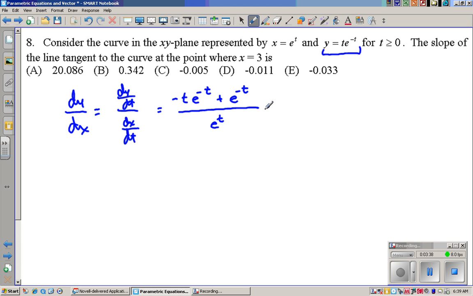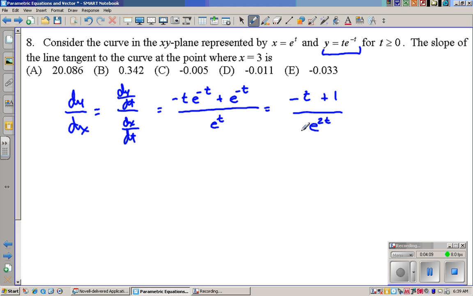Okay. If I were to clean this up, this would look like negative t plus 1 all over e to the 2t. All we did here was write e to the negative t as a denominator. And since these were common denominators, we put them all together. Just remember that e to the t times e to the t is e to the 2t.